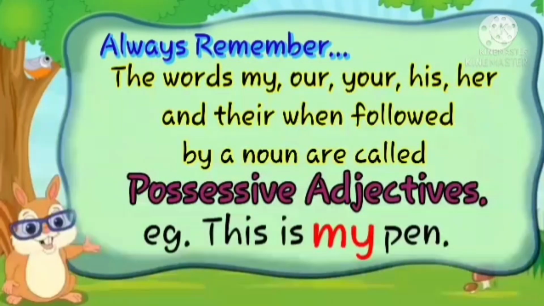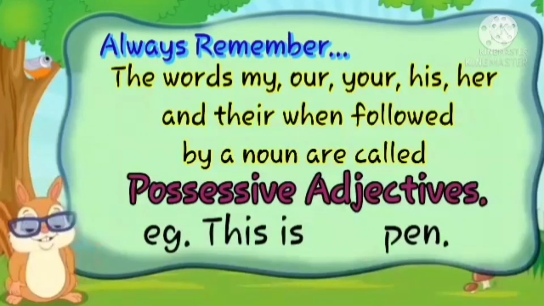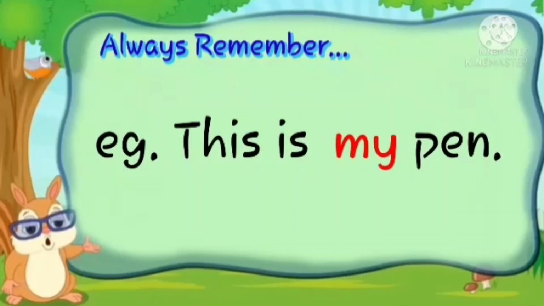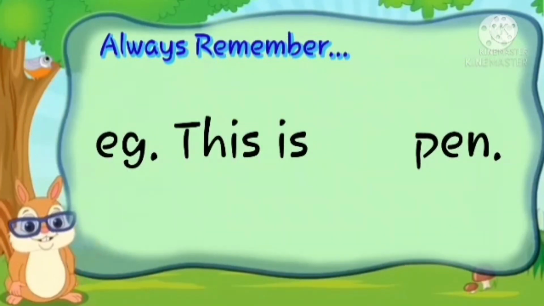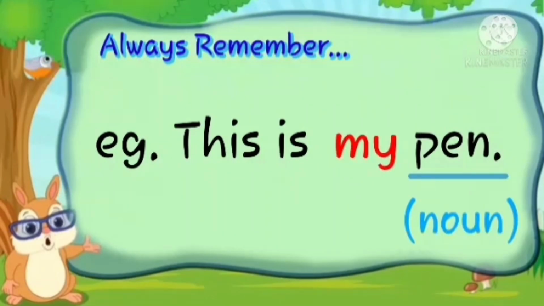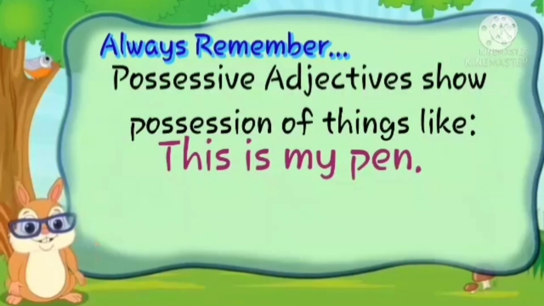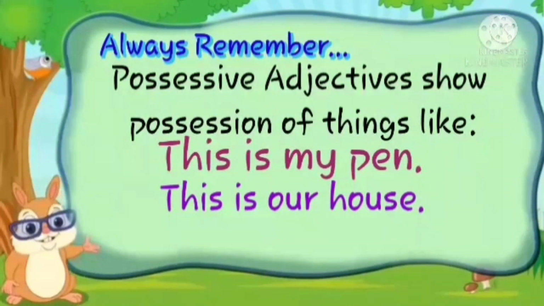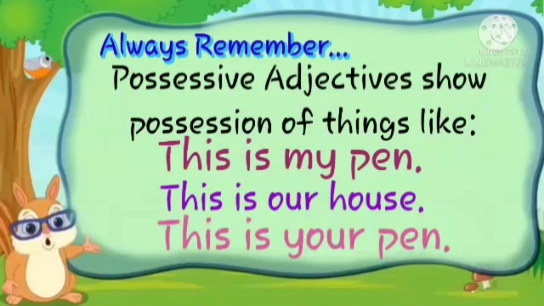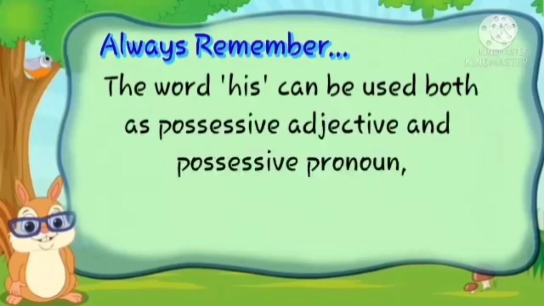Okay. Now pronouns are my, our, your, his, her, their. If these words are followed by a noun, if my is followed by a noun, it is considered a possessive adjective. Possessive adjective means that we are showing possession, that this thing is mine. This is my pen. This is our house. This is your pen. Okay.